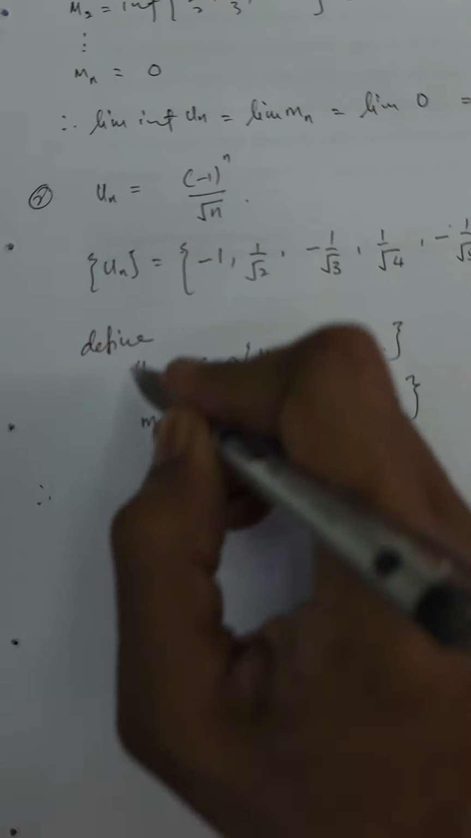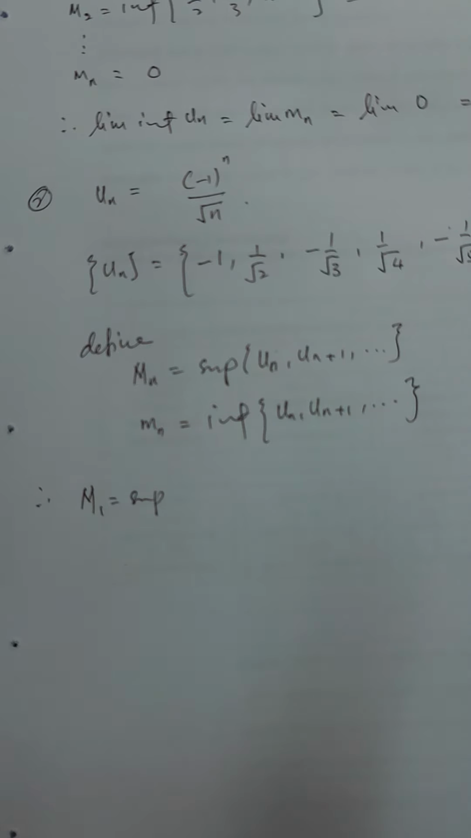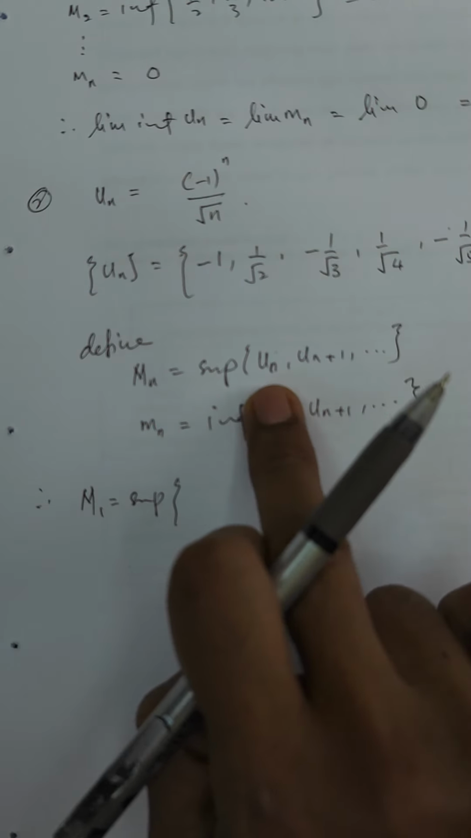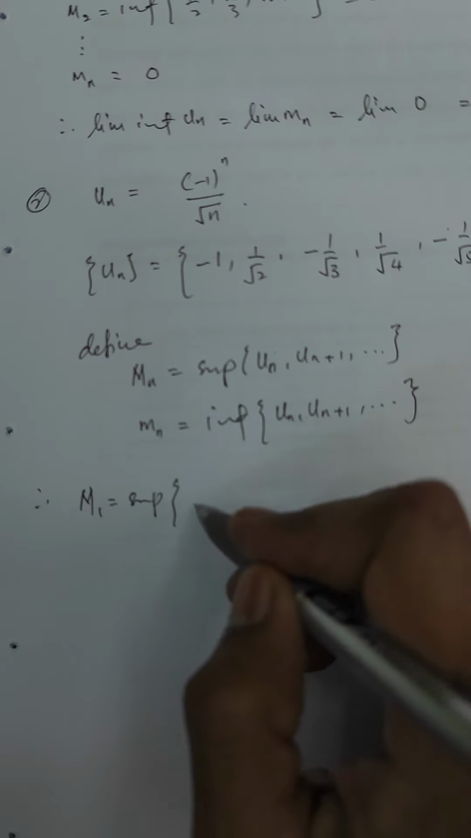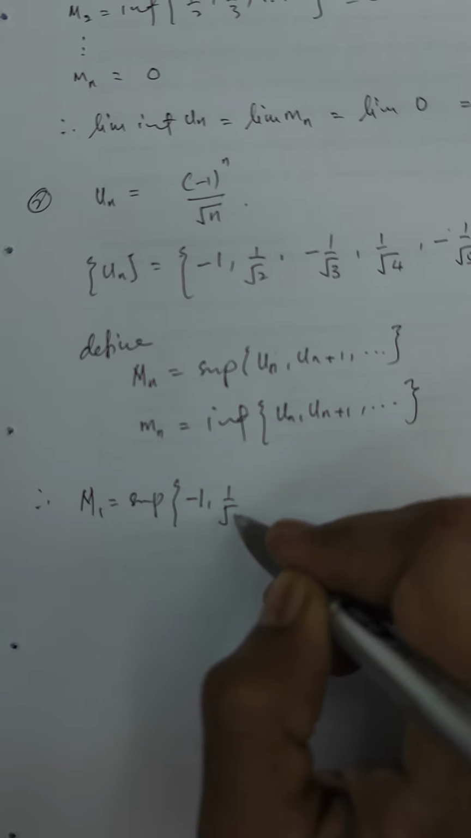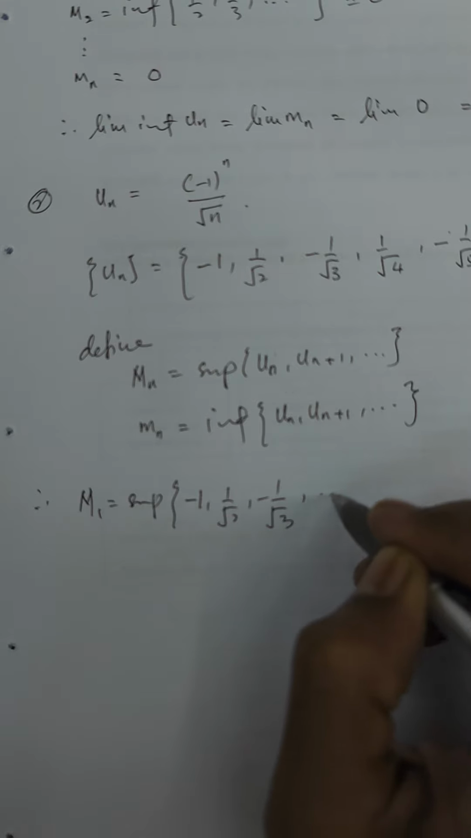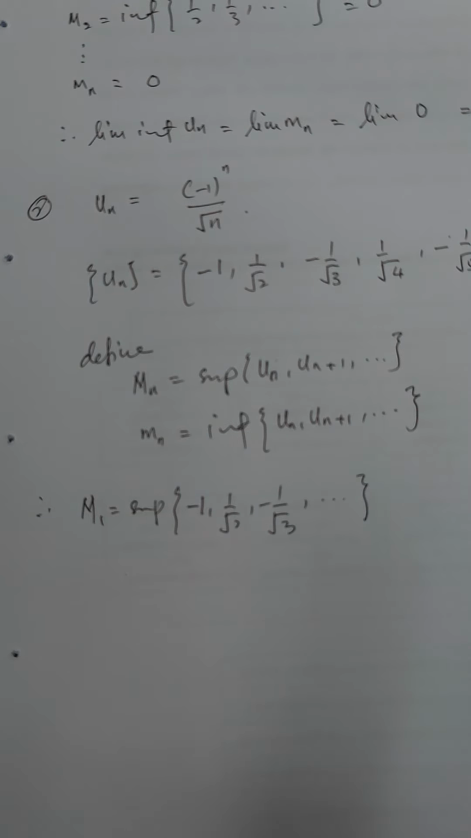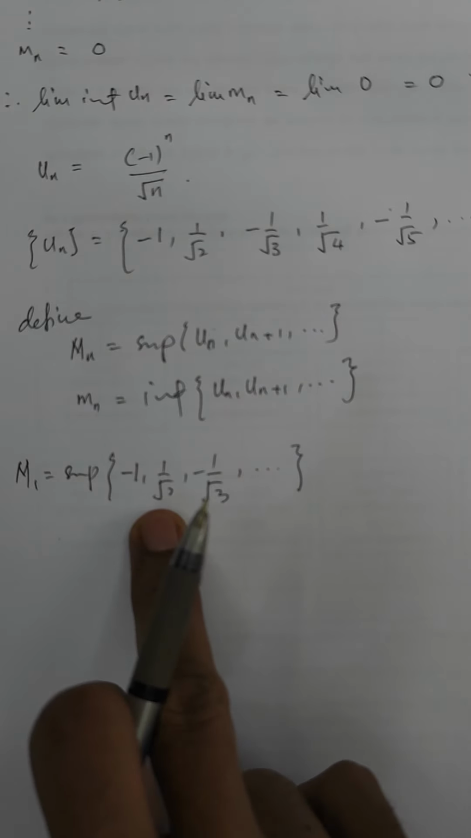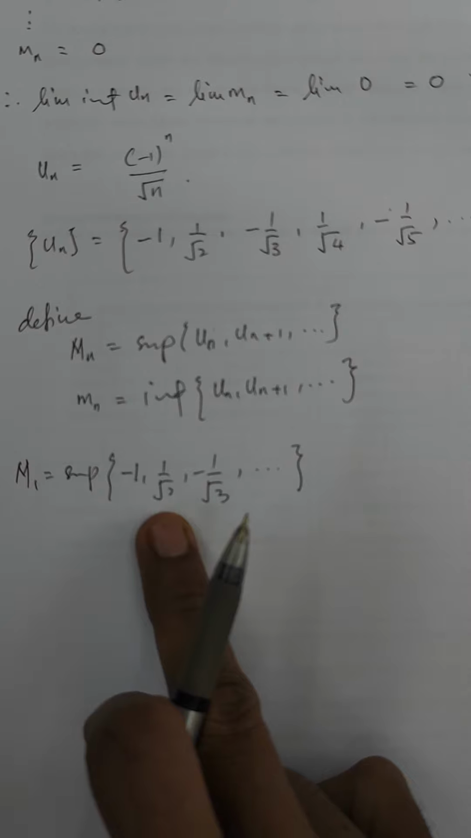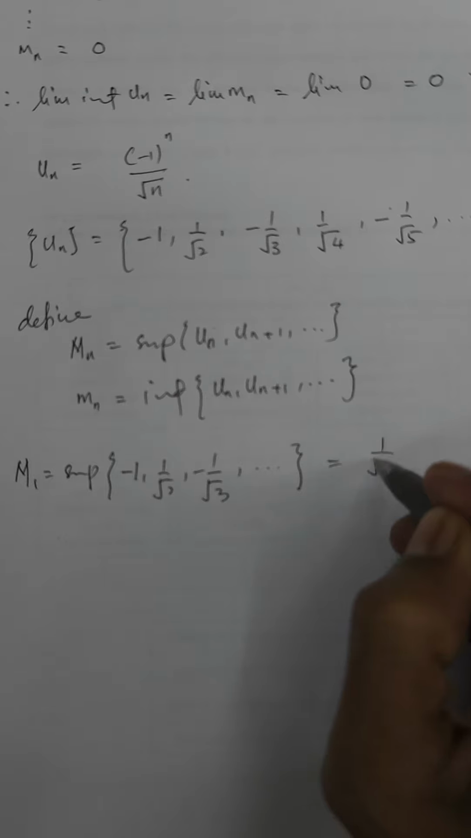Therefore, M1 is the supremum of U1, because we are looking for M1. So U1 is -1 and it follows: -1, 1 over 2, -1 over 3, and so on. Alright? And it is obvious from here that the supremum, or the least upper bound, is the biggest one, which is 1 over 2.